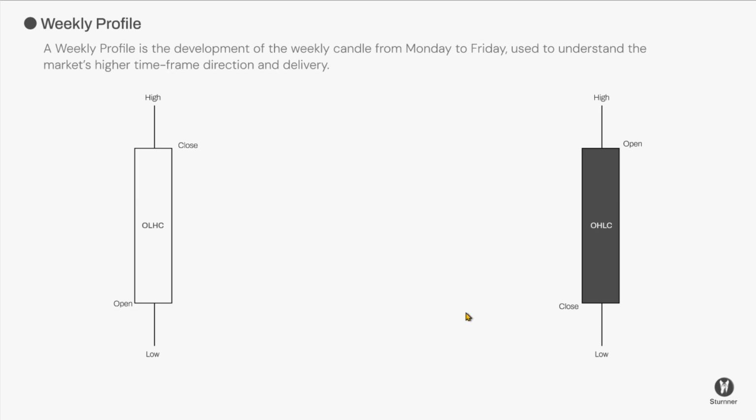What are weekly profiles? A weekly profile is the structured development of the weekly candle from Monday to Friday, used to understand how price delivers liquidity, forms reversal, or continues expansion throughout the week. It provides higher time frame context by analyzing the behavior and interaction between each trading day within the week. Simply put, it is the process of how a single weekly candle forms its open, its low, its high, and the close throughout the week using the daily candles.